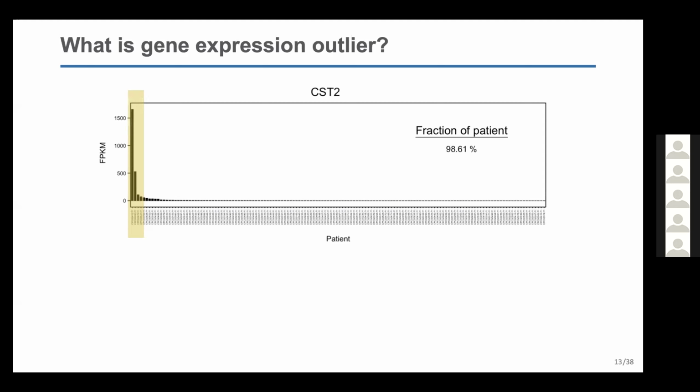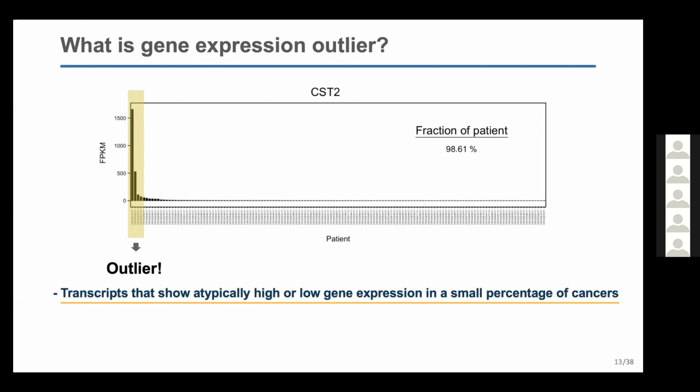Before getting into the method part, I want to introduce what gene expression outlier I'm looking for. This is one example of a gene expression outlier. This is one gene, and here are the patients and their mRNA abundance. You can see most of the patients have almost no mRNA expression of this gene, but a very small subset of the patients has an extreme mRNA expression. So this is the outlier I'm looking for: transcripts that show atypically high or low gene expression in a small percentage of the cancer.